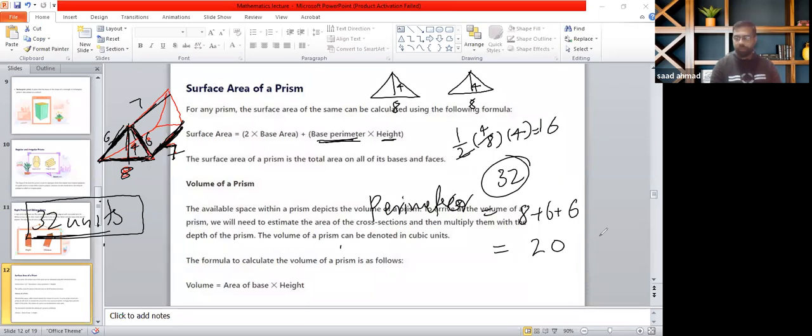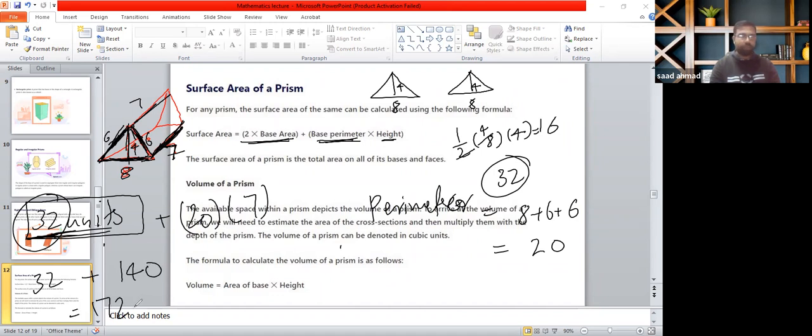So we do it. So that's the perimeter. Now, 2 times the base area, that's 32, plus base perimeter, which is 20, times the 7. So 32 plus 140, that will be 172 unit squared. So the surface area for this rectangular prism is 172 units squared.